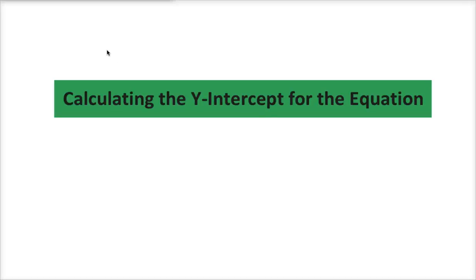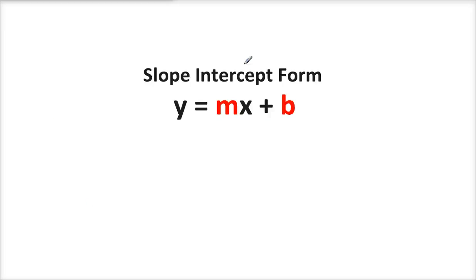We just saw how to calculate the slope for an equation using the slope-intercept form of a line. Now we're going to see how to calculate the y-intercept for an equation using pretty much the same steps. So first of all, remind yourself, slope-intercept form is y equals mx plus b.